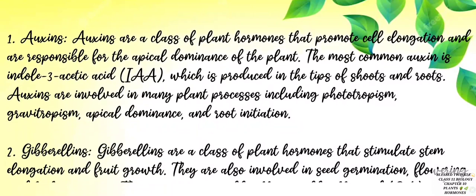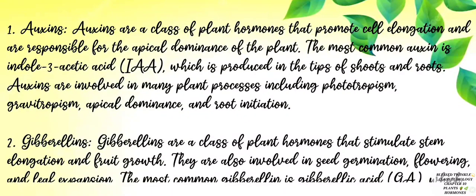Auxins are a class of plant hormone that promote cell elongation and are responsible for the apical dominance of the plant, as I have told you before. The most common auxin is indole 3-acetic acid, which is produced in the tips of the shoots and roots. Auxins are involved in many plant processes including phototropism, gravitropism, apical dominance, and root initiation.